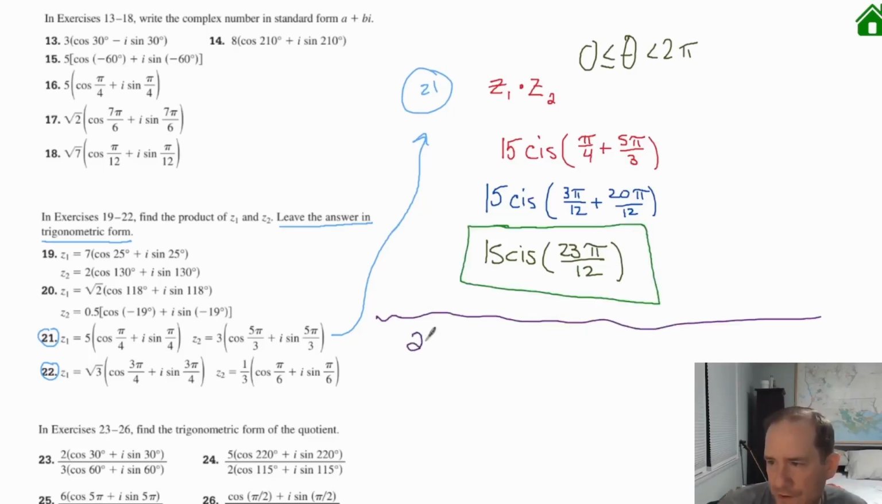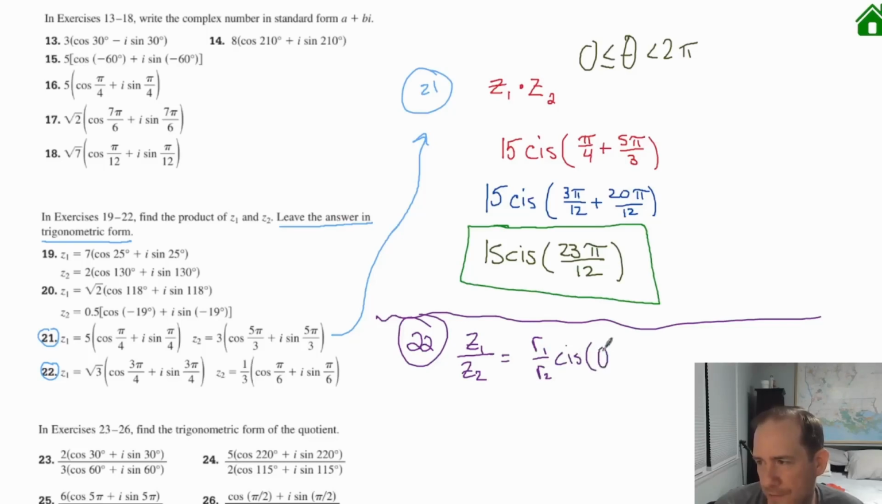All right, so for 22, they were asking you to do a quotient. I mean, they're asking you to do a product, but I'm going to do it as a quotient just so you can see the other expression. We just divide the radii, and we just subtract the angles. So that's going to be root 3 from number 22 divided by 1/3, and 3 pi over 4 minus pi over 6.